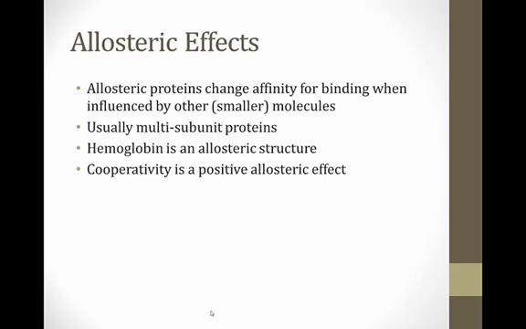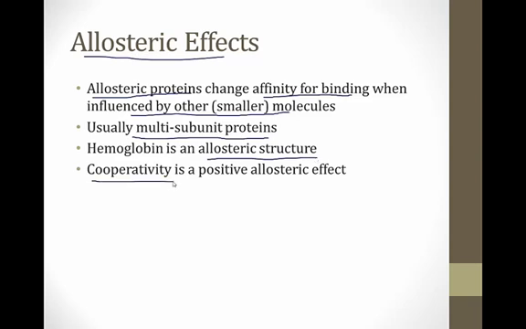Cooperativity is an example of an allosteric effect. An allosteric effect is a shape change of a protein, and allosteric proteins can change their affinity for binding by changing shape when they get influenced by other smaller molecules. There are a number of allosteric proteins. Most of them are like hemoglobin. They're multi-subunit proteins all sort of stuck together. So hemoglobin is an allosteric protein, and cooperativity is called a positive allosteric effect.